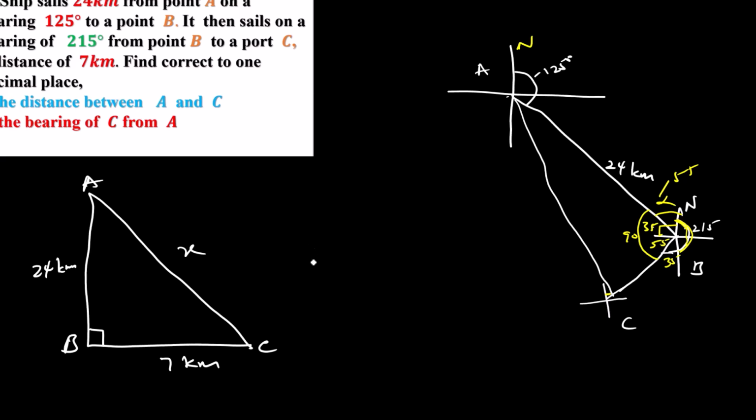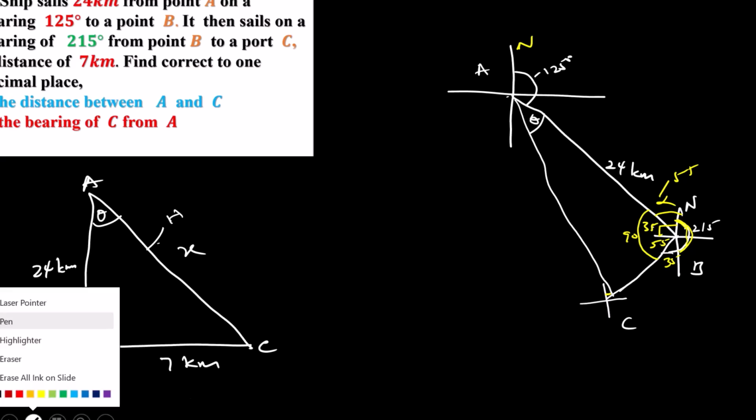Let's look at the distance between A and C. So we have the longest side here. This is the hypotenuse. Now we don't know this side, so let's call this angle theta. That is at A. All right, so we can use this information to solve for the answers. Let's go ahead and do that.